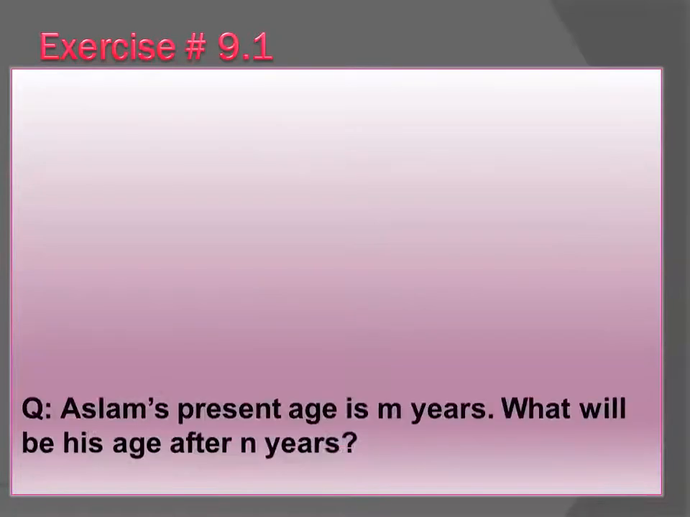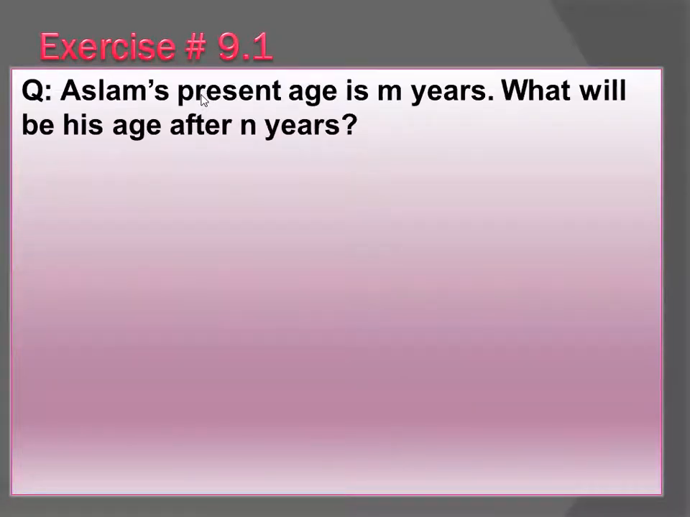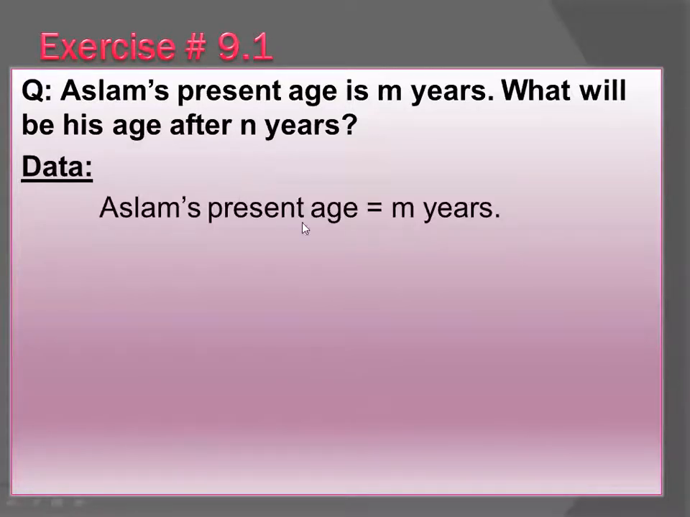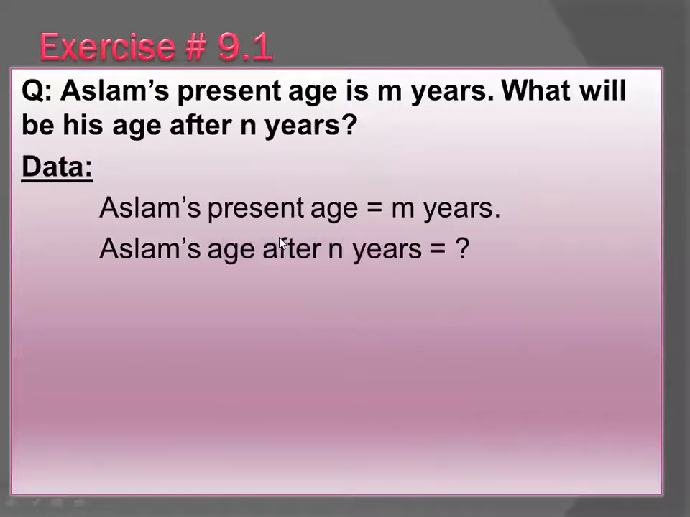Next, again from exercise number 9.1, the word problem. Aslam's present age is m years, and what will be his age after n years? First we will write the data here. First, you will write the present age of Aslam, that is m years, and you have to find out his age after n years. Here they are in variable form.